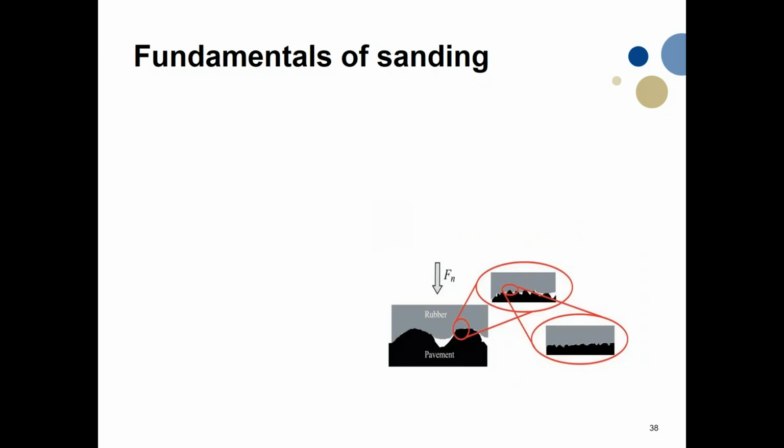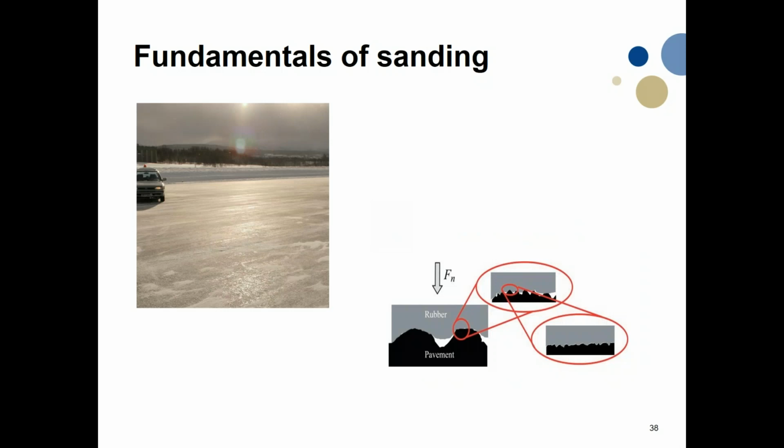And to understand how sanding works, we have to understand a bit more about how friction is created between a tire and a pavement. And I talked already about this importance of roughness. As long as we can give roughness, the tires will deform, and then we will get interlocking between the rubber and the pavement, and then we get good friction. So one way of viewing sanding is that you actually add texture or roughness to the surface.